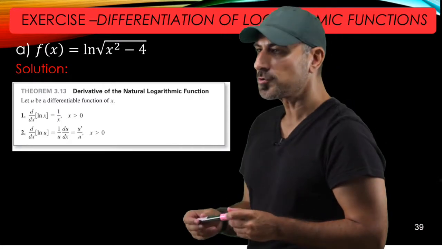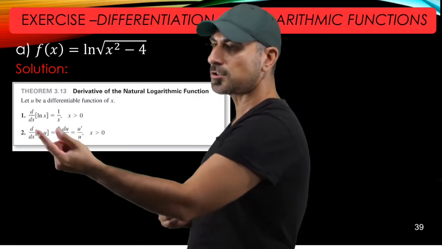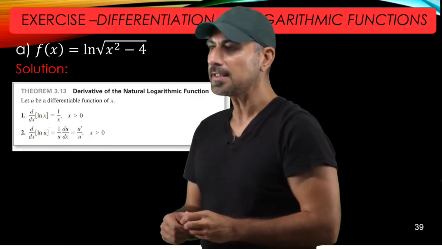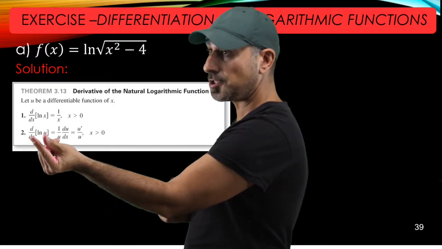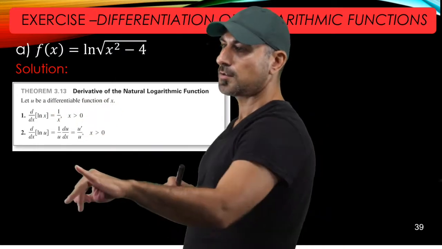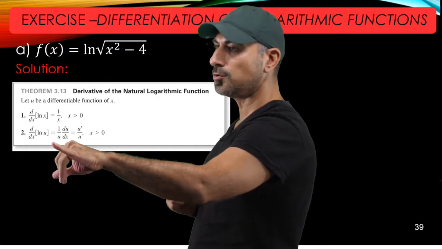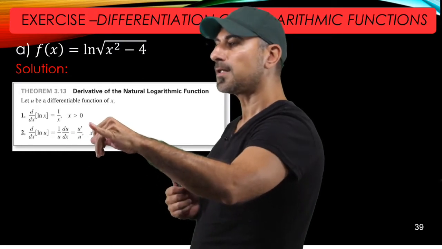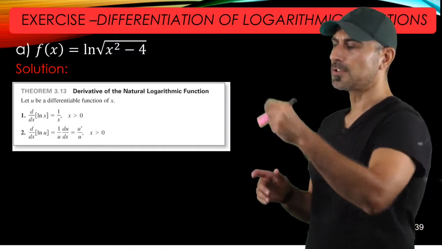And here are the rules to find the derivatives of ln functions. If the given function is simply ln x, then the derivative of that is just 1 over x. And if the given function is ln of u, where u is a differentiable function of x, the derivative of ln u is 1 over u times the derivative of u with respect to x. In other words, u prime divided by u. So let's practice this rule for the given function.